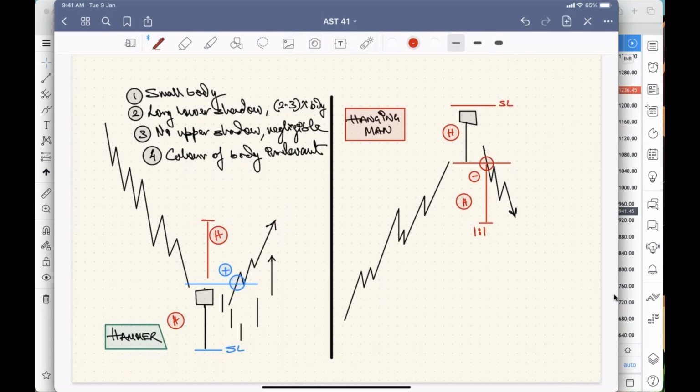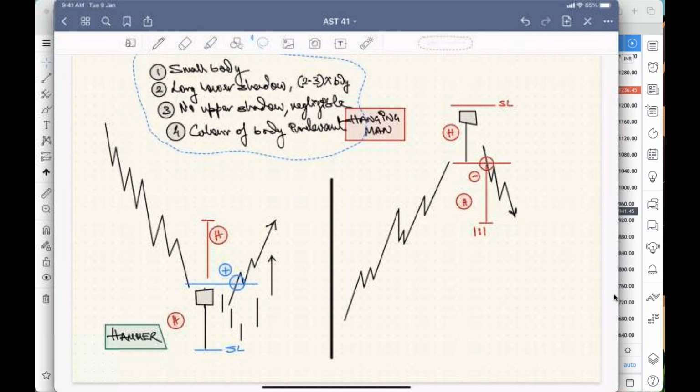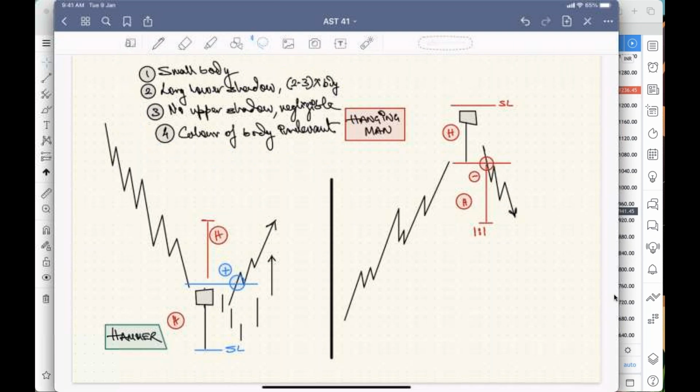The color of the hanging man and the color of the hammer are both irrelevant. These attributes I've written are applicable to both of them. This is not just the hammer, this is both the hammer and hanging man together. The color of the hammer or the hanging man does not matter. It can be green or it can be red. The red hammer can make the market go up. The green hanging man can take the prices down. So color does not matter.